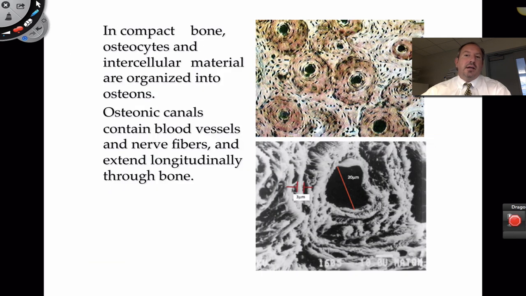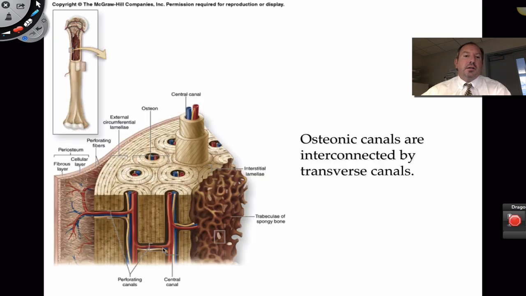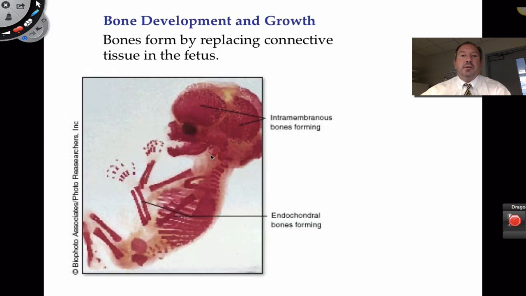And then again, this is an electron micrograph showing the dark region is where the blood vessels and the nerves are, and each little dark spot is a bone cell, and everywhere you don't see a black spot is the extracellular matrix. And so, great shot of the transverse canals that connect the osteons together. Here's the compact bone, which is on the perimeter, and then the spongy is on the inside right here in the diaphysis.